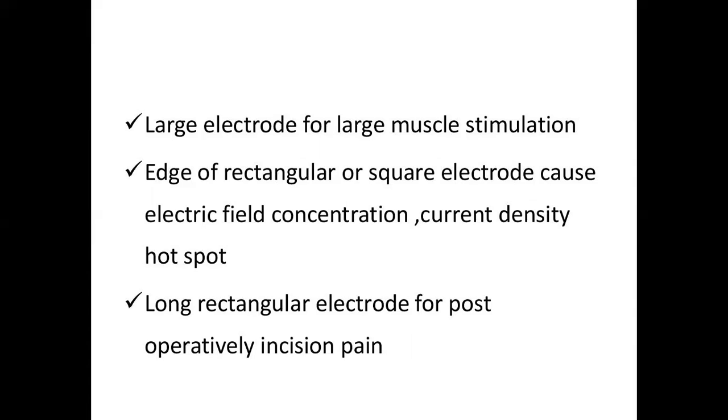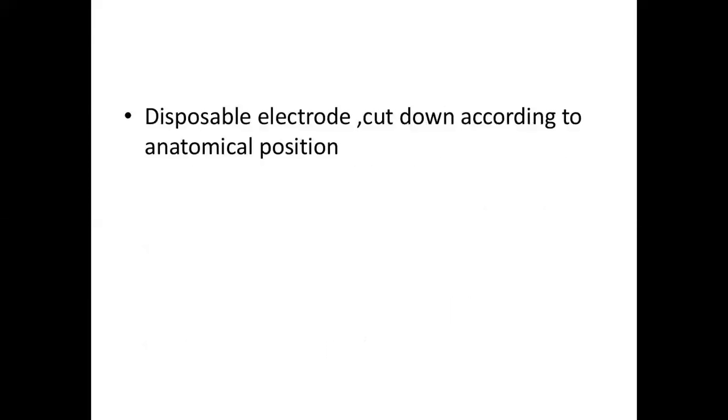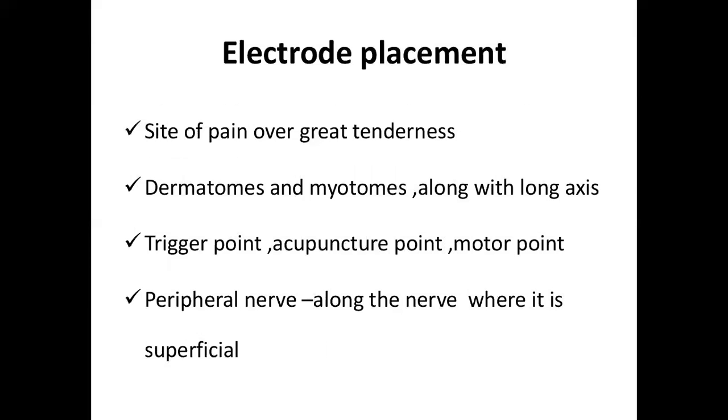The edges of a rectangular or square electrode cause electrical field concentration and high current density. A long rectangular electrode is used for post-operative incisional pain. Disposable electrodes can be cut down according to anatomical position.